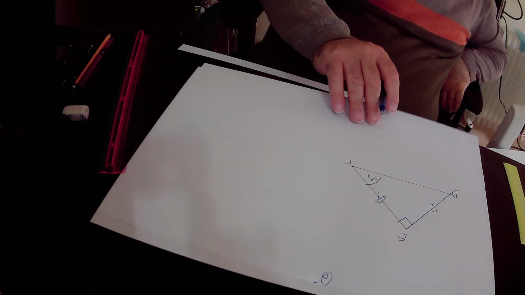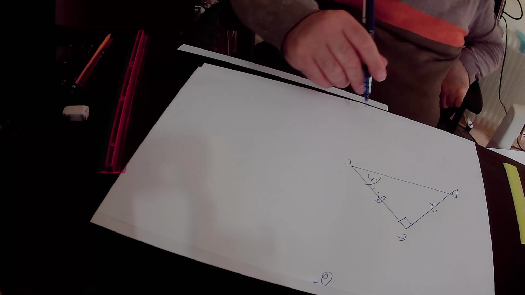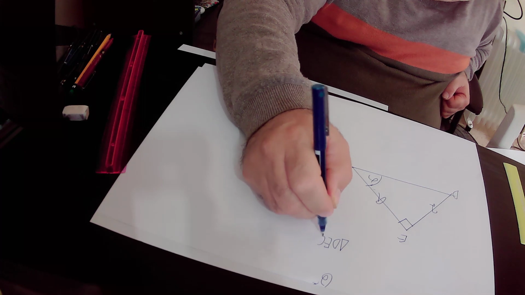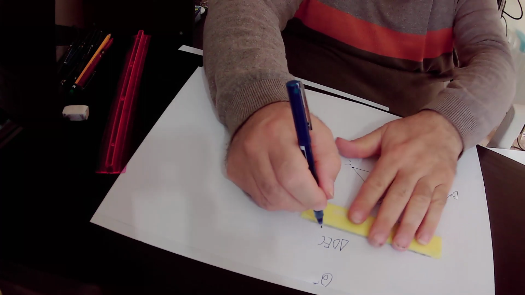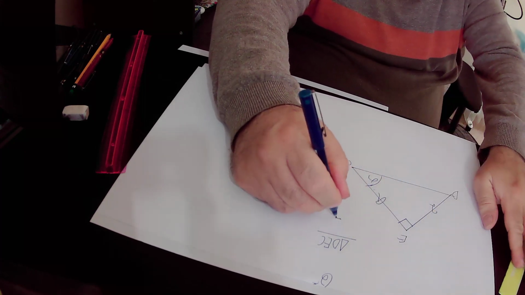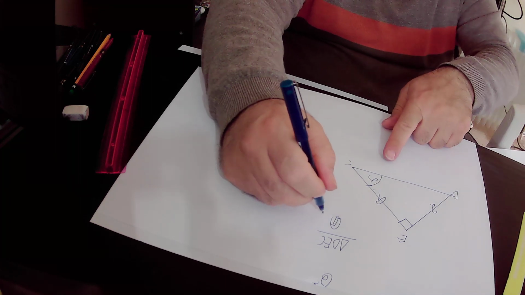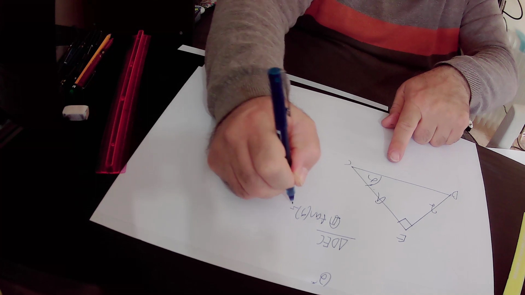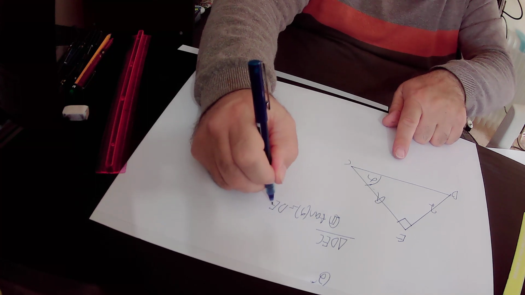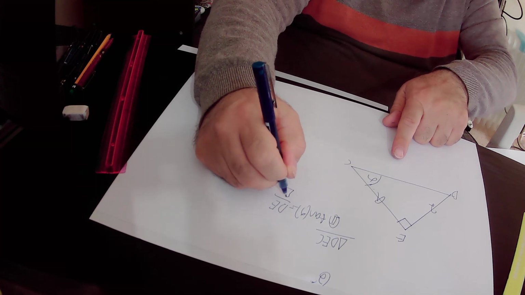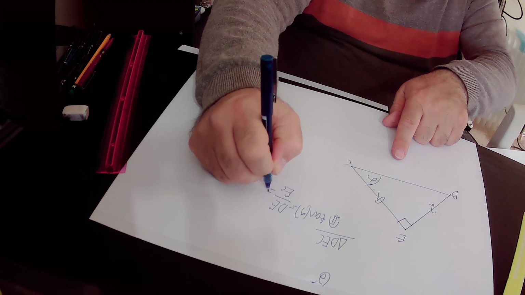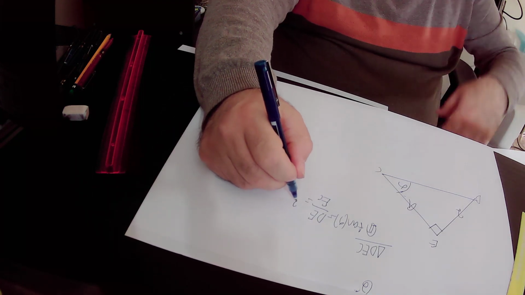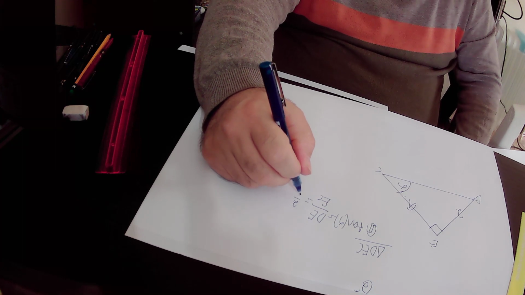So I copied the right triangle DEC from the original drawing. In the right triangle DEC, we know that tangent alpha equals DE over EC. DE equals 2, EC equals a.